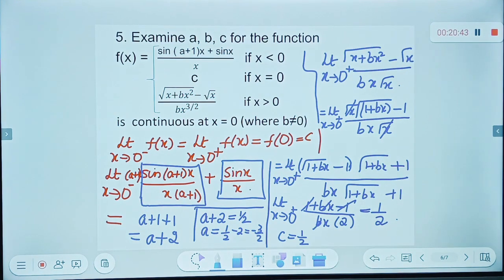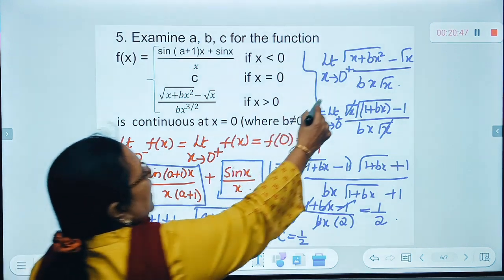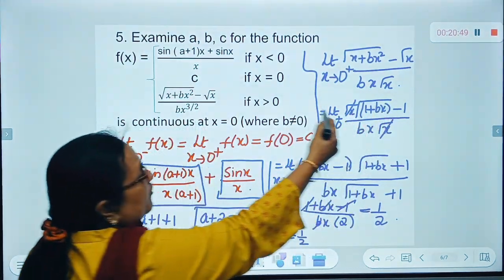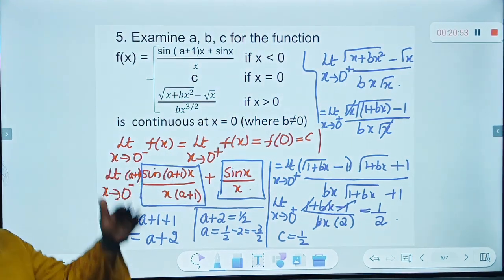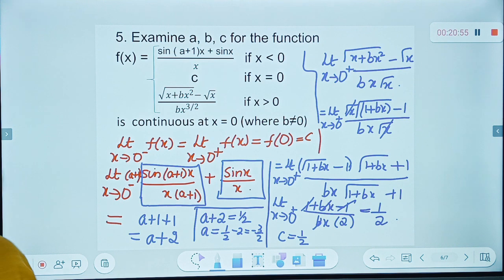So this involves algebraic manipulation and using properties of limits. That is, limit theta tends to 0, sin theta by theta is 1. Whenever we have an expression of this type, we multiply by the conjugate, because otherwise it will be in the indeterminate form. Directly if you substitute, it cannot be determined, because it will be of the form 0 by 0. Is it clear, children?